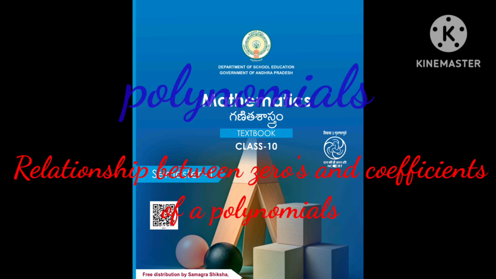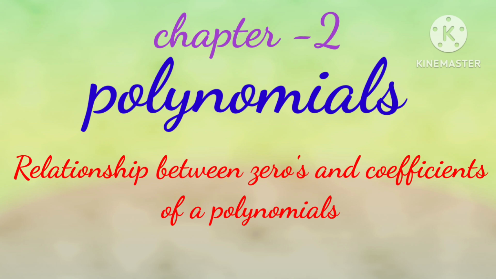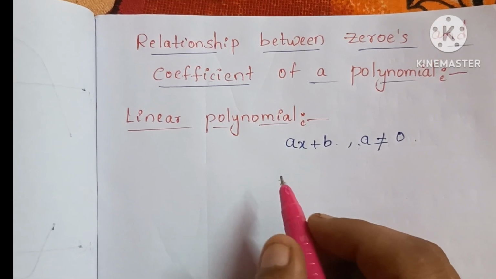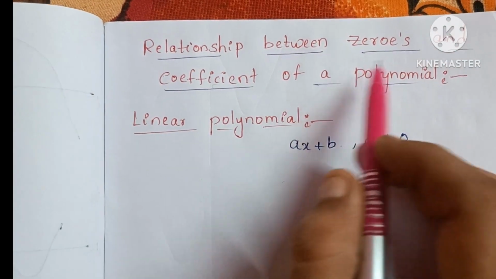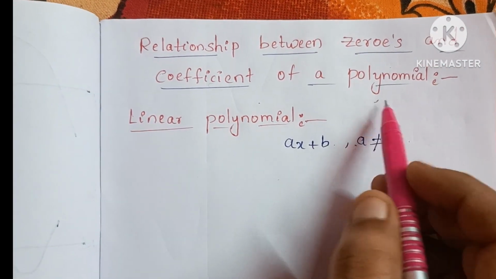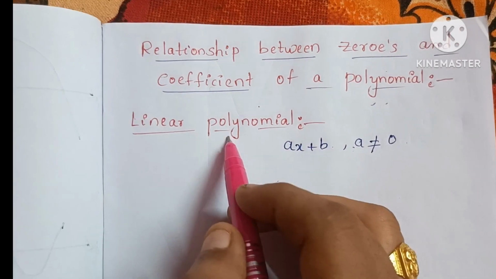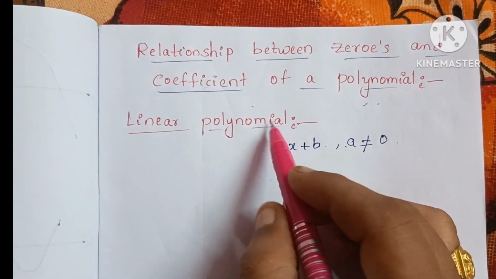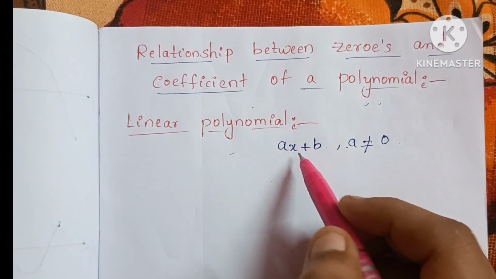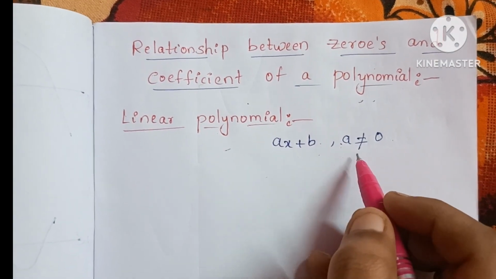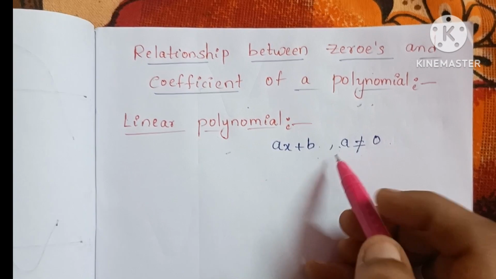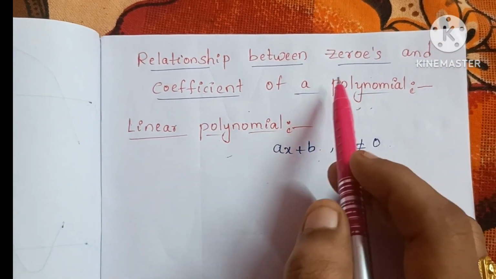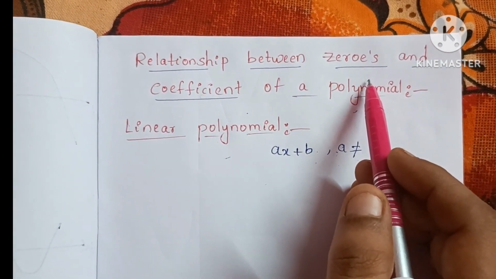Today I will discuss chapter 2, polynomials: the relationship between zeros and coefficients of a polynomial. Let's see the next concept, the relationship between zeros and coefficients of a polynomial. First, the linear polynomial. What is the standard form of a linear polynomial? ax plus b, and a not equal to 0. What is the relation between zeros and coefficients?